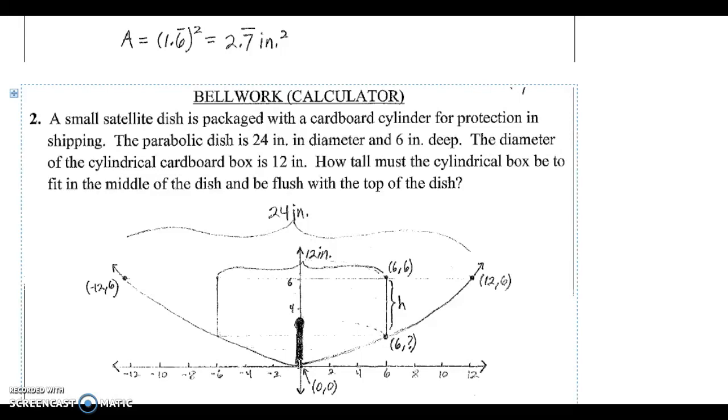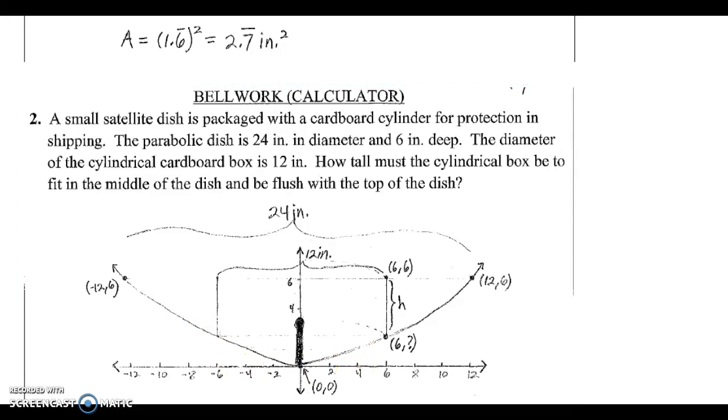So I put the origin at the bottom of the antenna here, and that allowed me to say this is the point (0, 0), and I know that the diameter of the whole dish is 24, so on this far right side, I have to go over 12 and up 6, which gave me a point. I did the same thing on the left-hand side to get the point (-12, 6). Once I have those points, I can get an equation for that parabola.